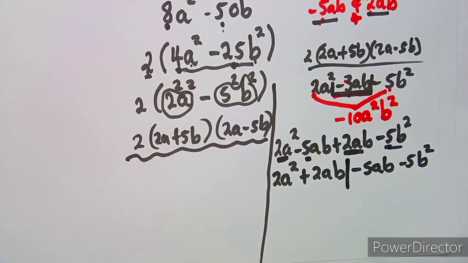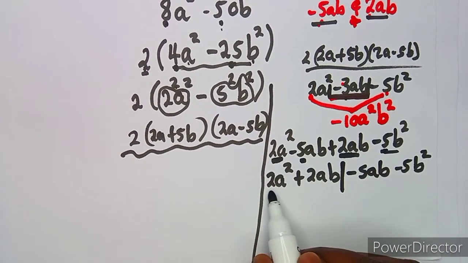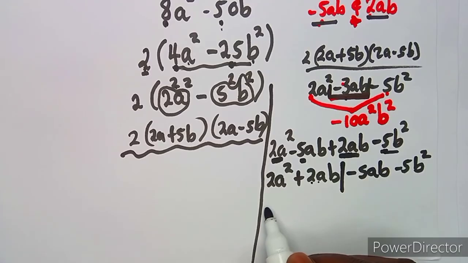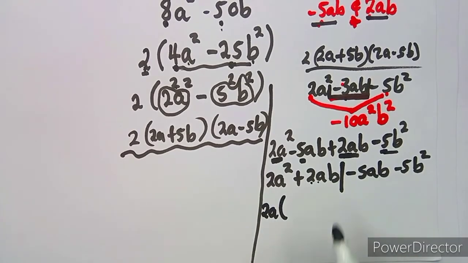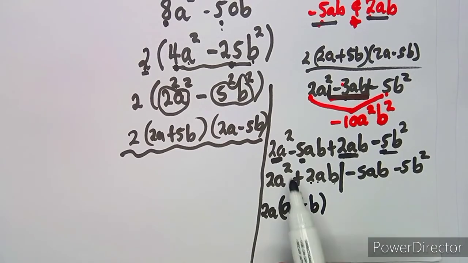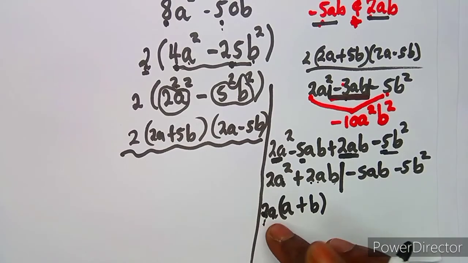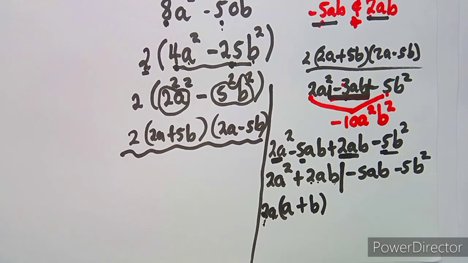So we can group. Remember, it's by grouping. 2 is common and a is common, so you can factor out 2a here. That's 2a squared divided by 2a, which is a. 2ab divided by 2a: 2 and 2 cancel, a and a cancel, which means you're going to remain with a plus b. But you don't actually cancel, you just do it in your head.